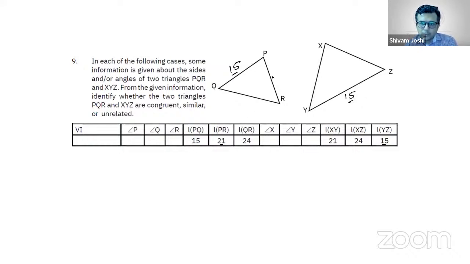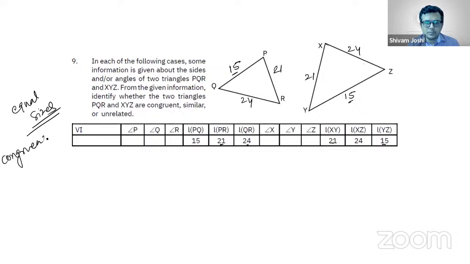21 is PR, and this is also 21, XY. QR is 24 and this XZ is 24. So here I'm having equal sizes and therefore it is a congruence, right? And you can also say it's a 1:1 ratio. And whenever you have a 1:1 ratio, it's always a congruence, correct?